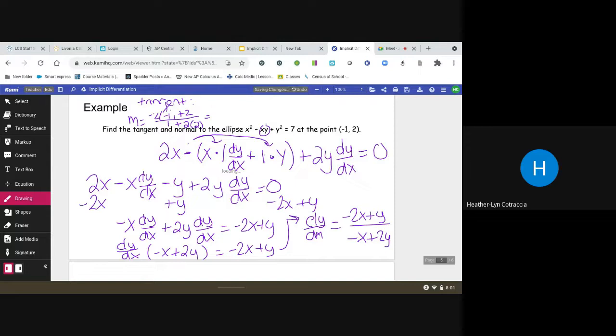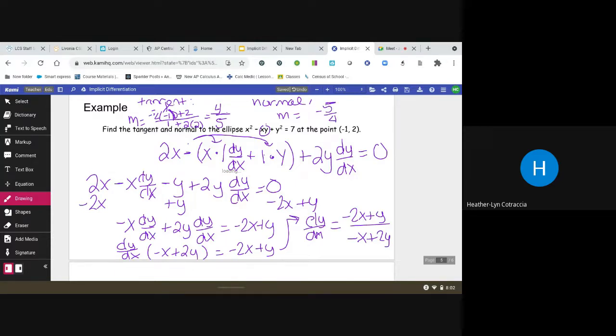Which is equal to 2 plus 2, which is 4, over 5. Hopefully I did that math right there because that was 2 plus 2. I think that's right. Don't forget that's in parentheses. It's just telling me right. And then to find the normal, it's the negative reciprocal. It's perpendicular. So therefore my slope would be negative 5 over 4 if I did all that work correct.